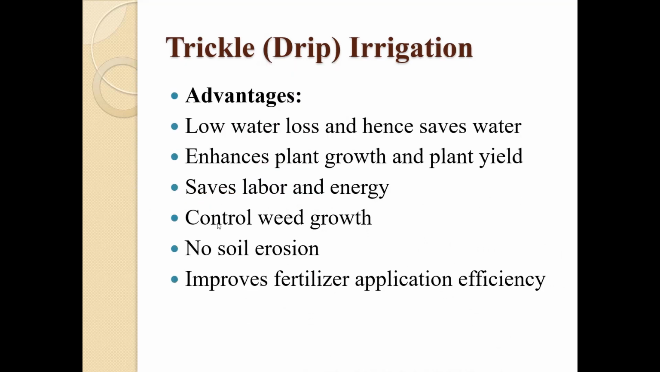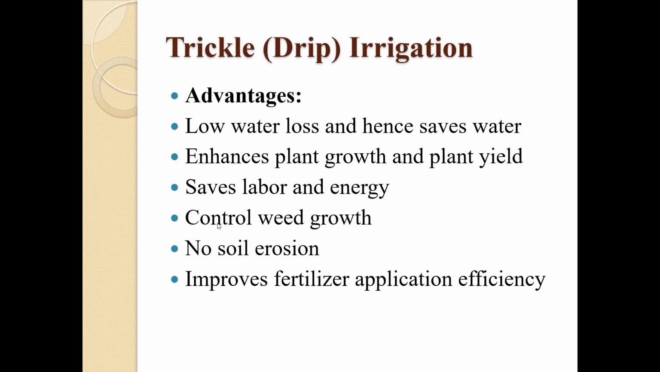Now, what are the advantages of drip irrigation? The advantages: low water loss, hence saves the water, as I said earlier. Then it enhances plant growth and plant yield. So we are providing nutrition to the plant at the root level, so obviously growth and yield have increased. Then it saves labor and energy, as the water is going directly, and we are providing the fertilizer also by this method.